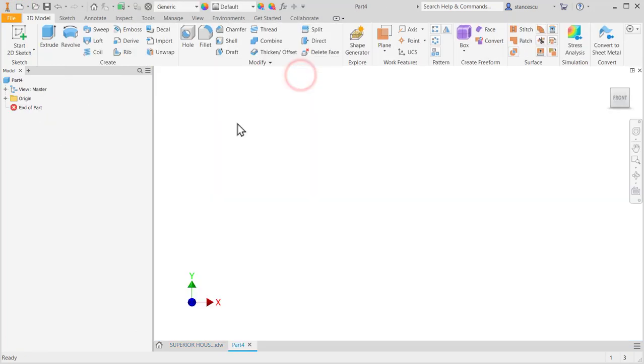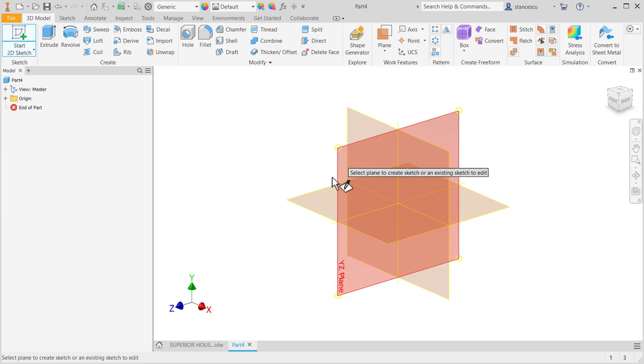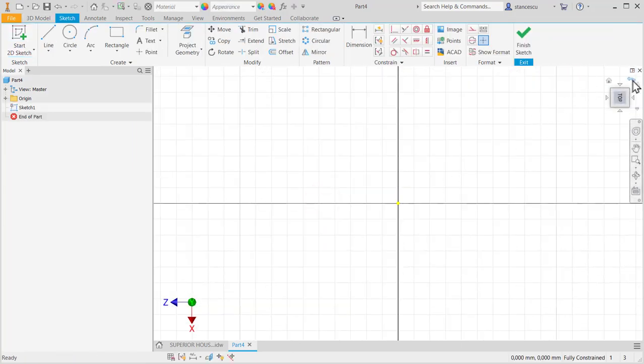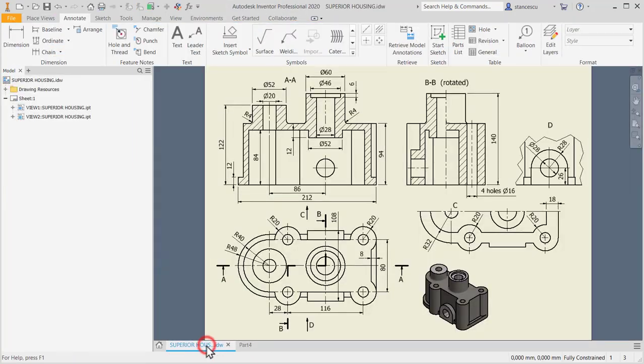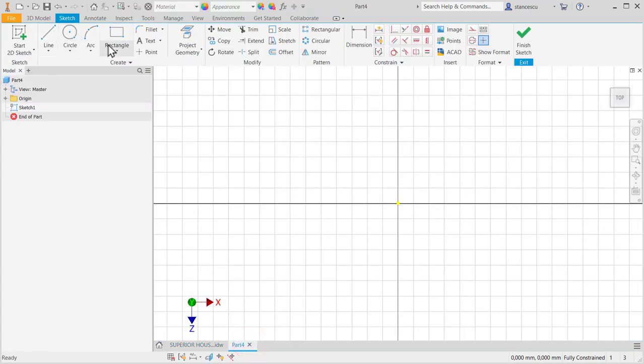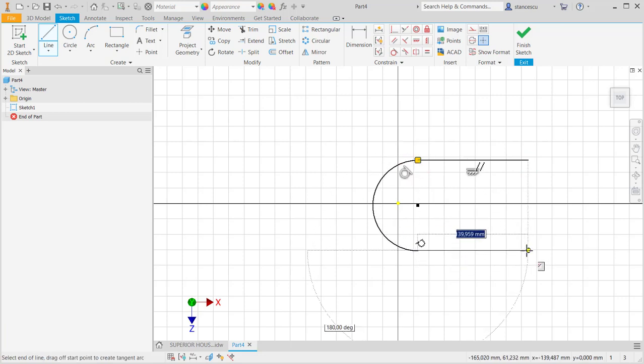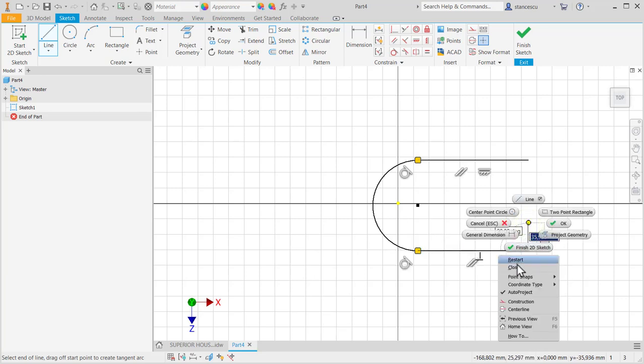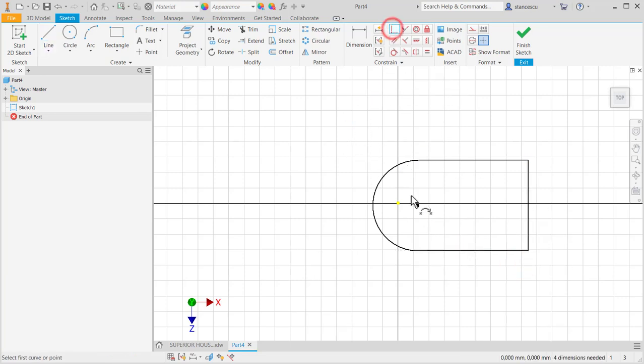We start with the basement, the platform. Dimensions are radius 48 and the length 212. You know how to draw this. I start from here. Yes. And close. This point is in the center point.